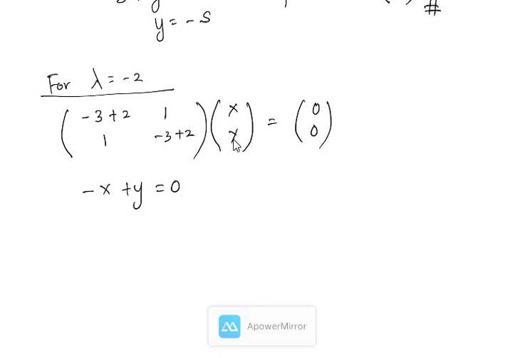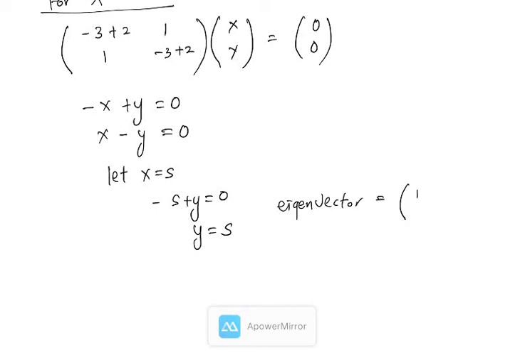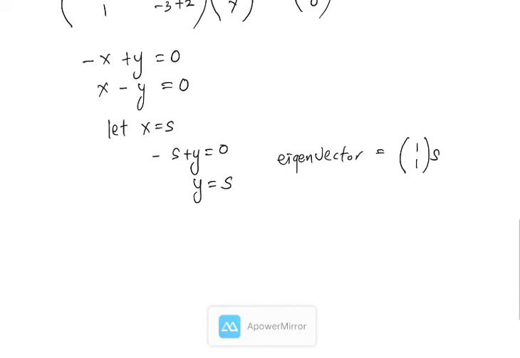So similar to this one, you have the x plus y. Sorry, x minus y equal to 0. Then you assume the x equal to s, therefore negative s plus y equal to 0, then y equal to s. So your eigenvector for lambda equal to minus 2 equal to 1, 1 and s.